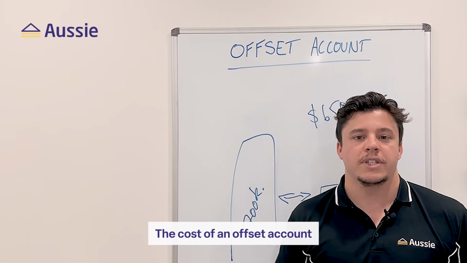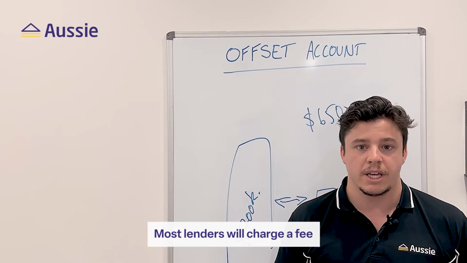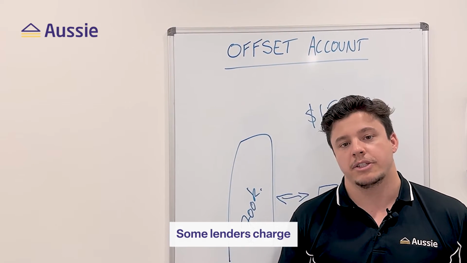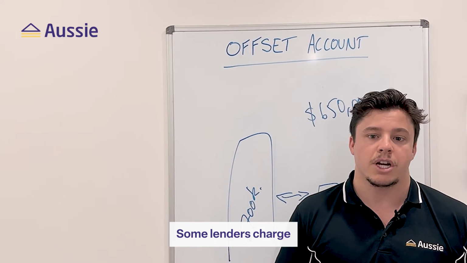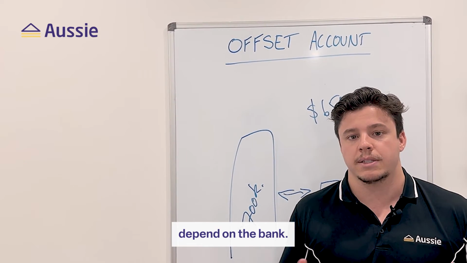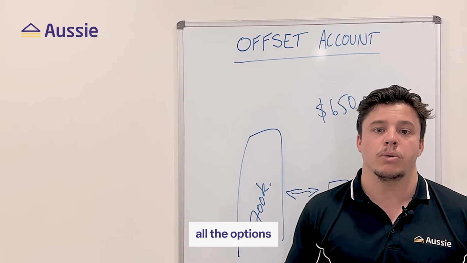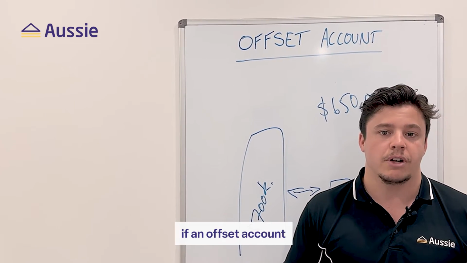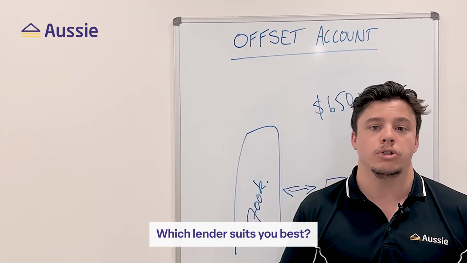The cost of an offset account varies lender to lender. Most lenders will charge a fee for an offset account. Some lenders charge an annual fee, some lenders charge a monthly fee, some lenders charge no fee at all. It really does depend on the bank. If you come and see your local Aussie broker, we can go through all the options and find out if an offset account is right for you, and if it is right for you, which lender suits you best.